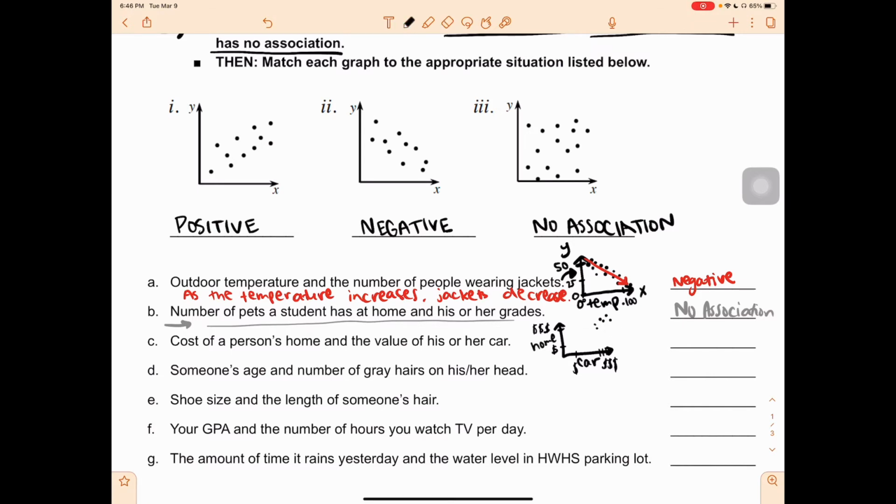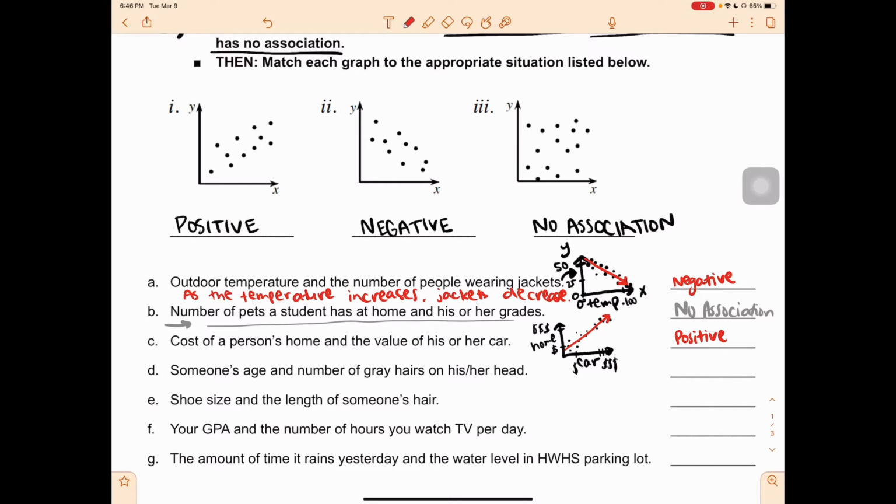So then the less expensive a home gets, the less expensive their car probably is. And this is not an exact science, this is just estimating. So this appears to have a positive trend. As the cost of somebody's home goes up, the cost of their car is probably going up as well.